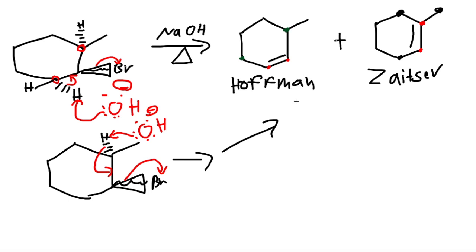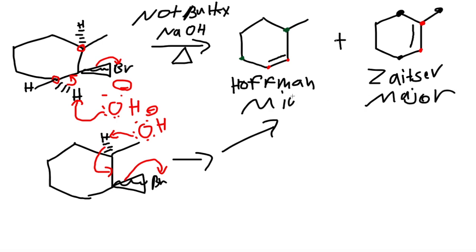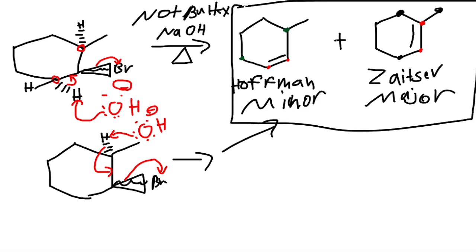Okay, and then for this case, let's see. We see that the reagent is not bulky. So when it's not bulky, that means the major will be the Zaitsev. So in this case, the major is the Zaitsev, and the minor is the Hofmann. And so these are the two products for this answer.